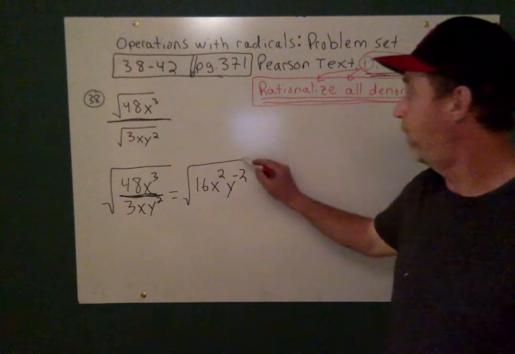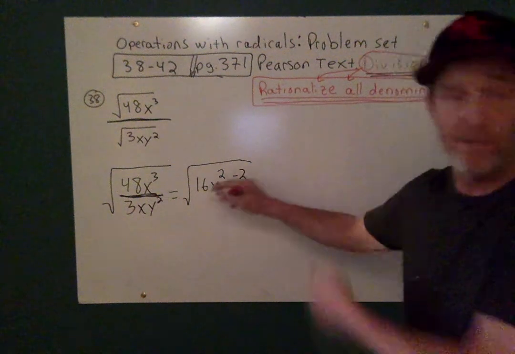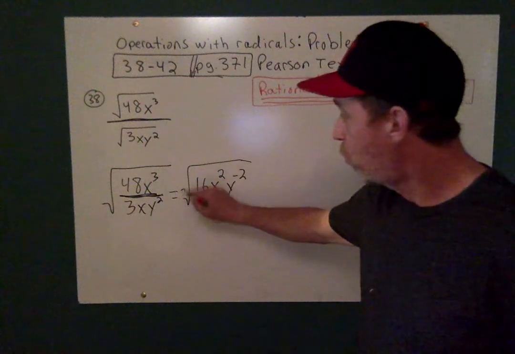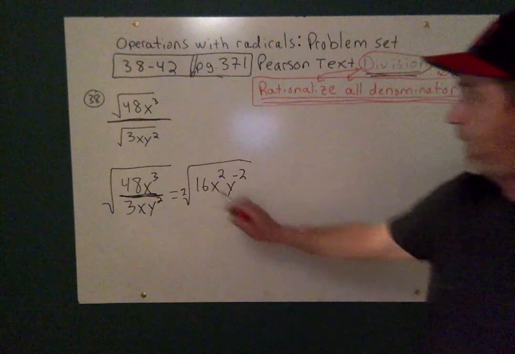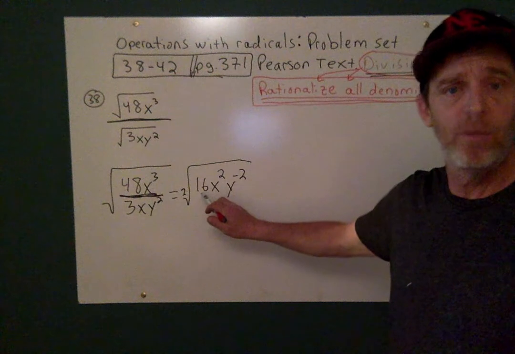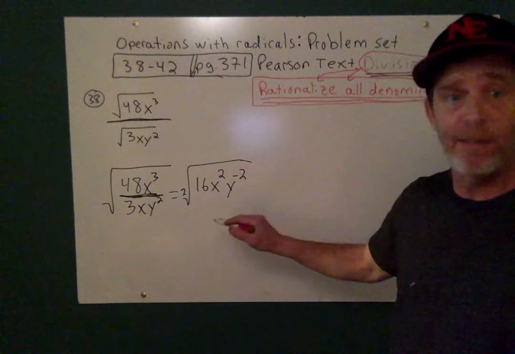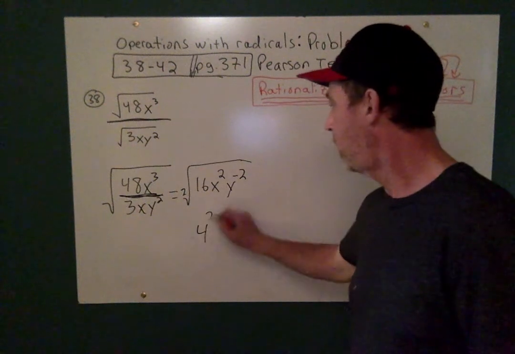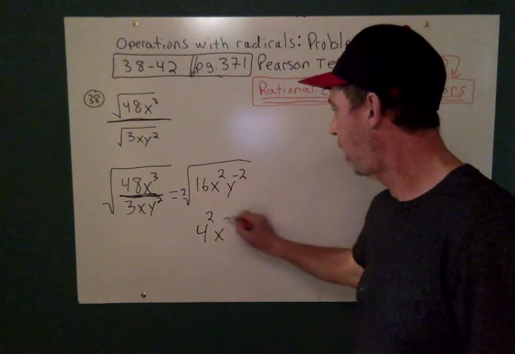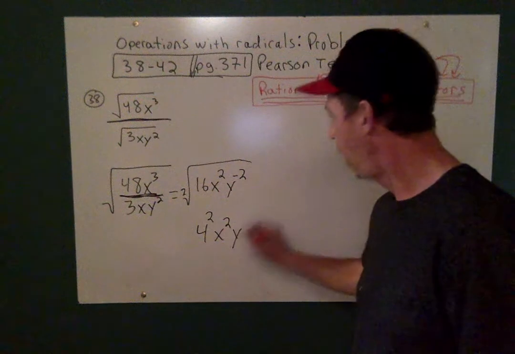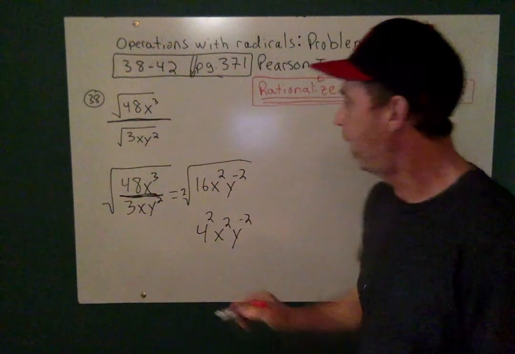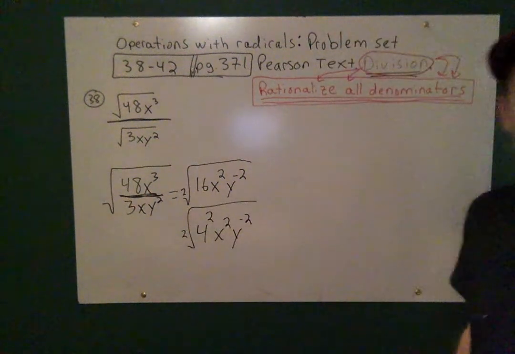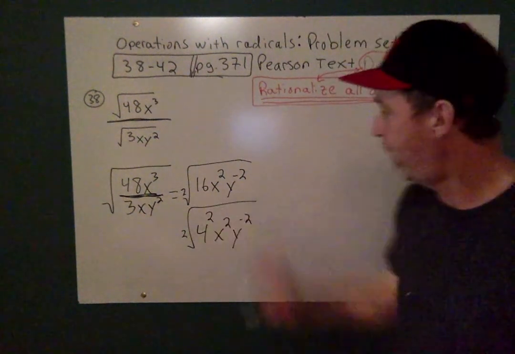Again, that's just a habit of mine when I'm gathering my bases to do so. Now, we need to make sure we put this back in place. Understand that 16 is 4 times 4, which is 4 to the second, and we're going to write that as that base. So we end up with 4 to the second, x to the second, y to the negative 2, all of that square root. And now we will put our denominators in.